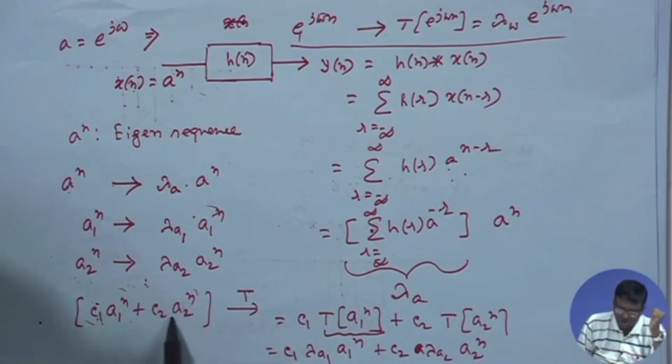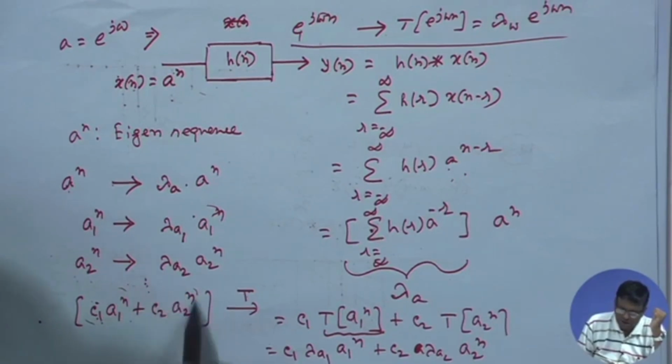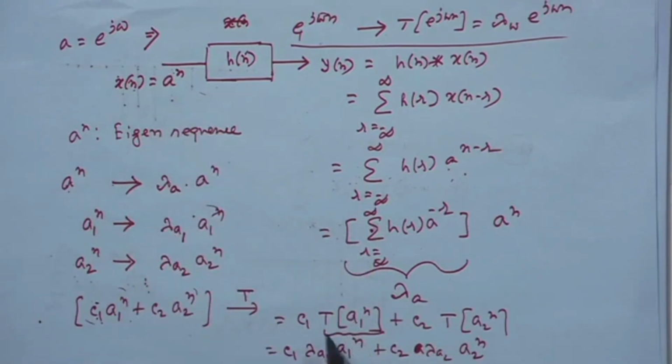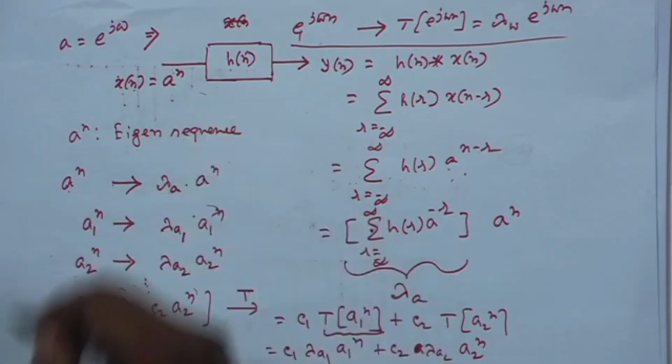So, c 2 is a constant, because of linearity c 2 will be pushed out, it is same as T working on a 2 to the power n first, then multiplied by c 2, and these two are added. But I know what T working on a 1 to the power n is. If a 1 to the power n is input, what is output? T of a 1 to the power n, I do not have to carry out any convolution.